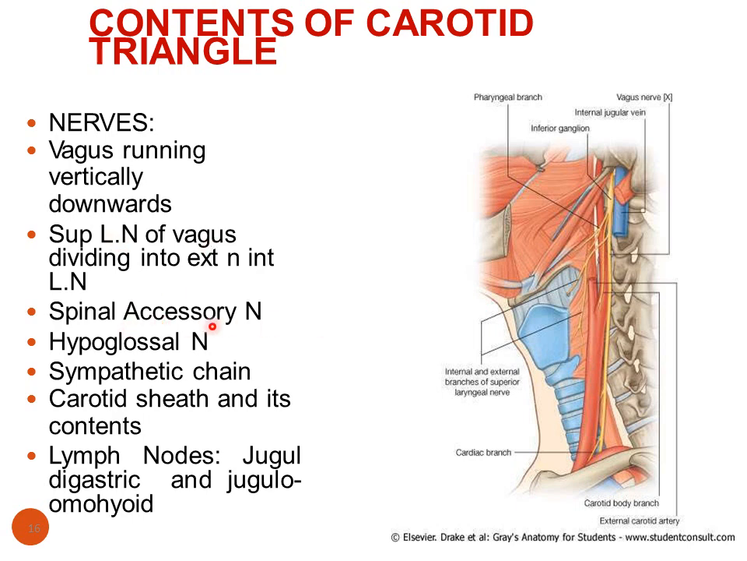Then spinal accessory nerve, hypoglossal nerve, sympathetic chain, carotid sheath and its contents, and lymph nodes such as jugulodigastric and jugulo-omohyoid group of lymph nodes. So these are the arteries, veins and nerves present in the carotid triangle.